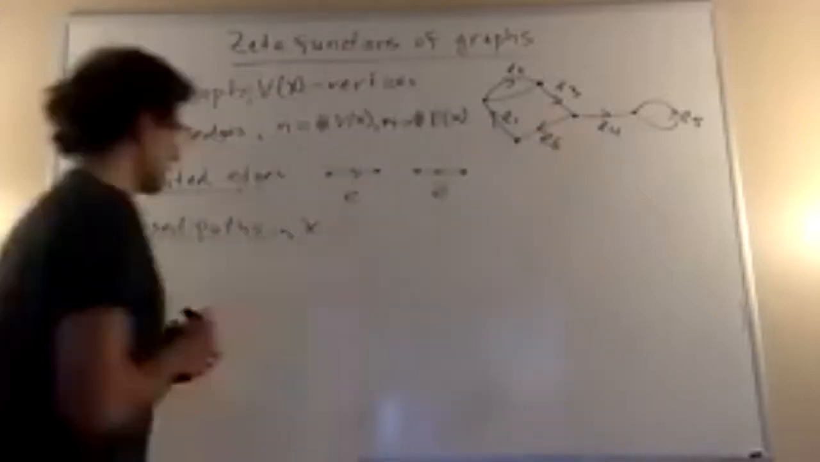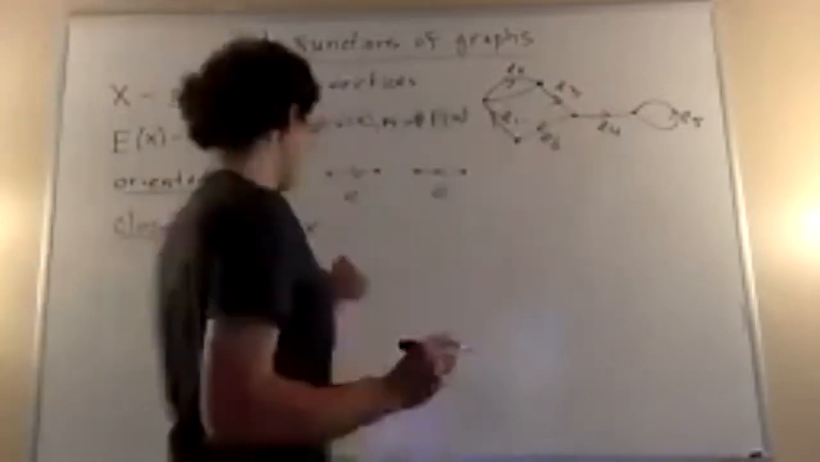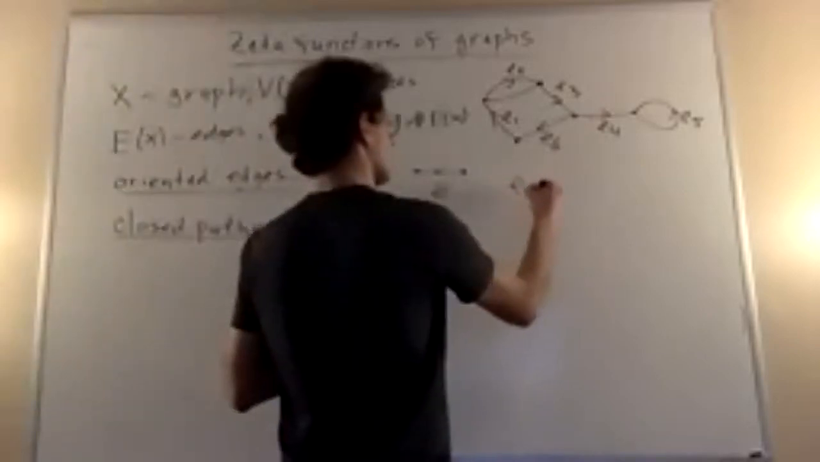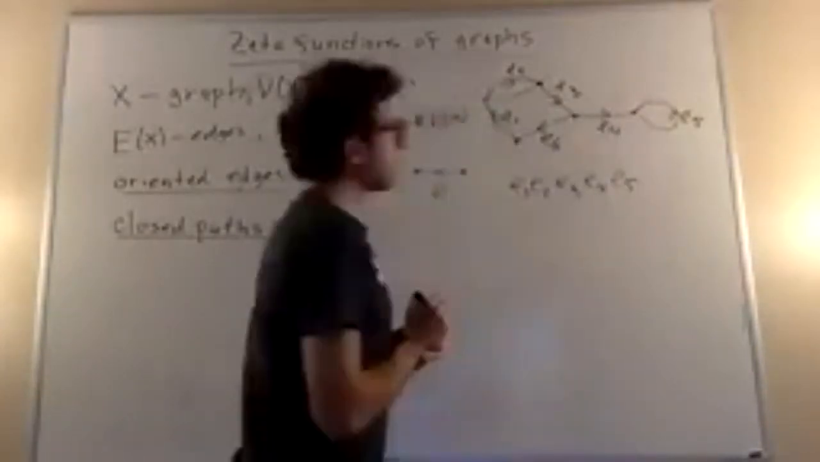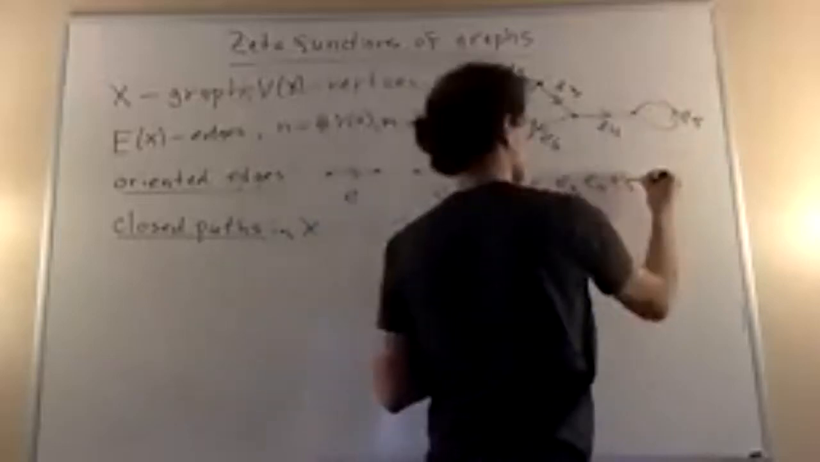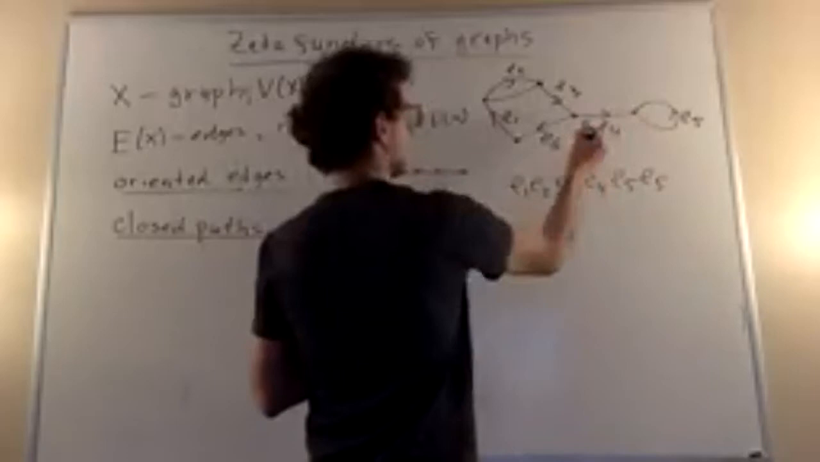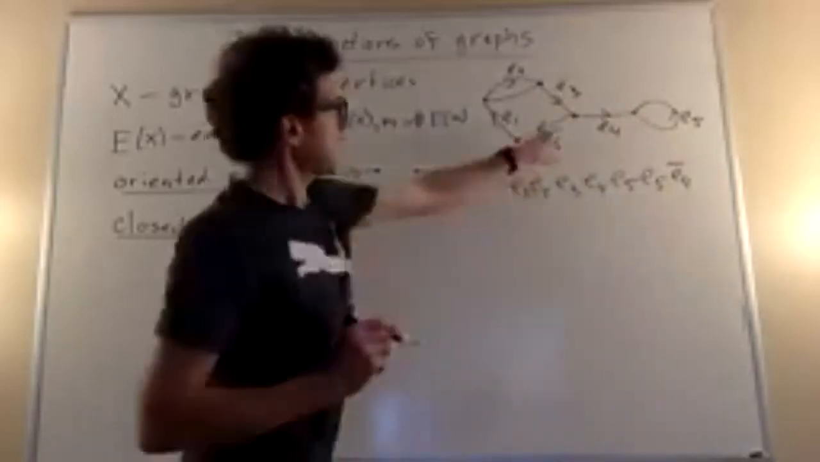Okay, so a closed path in X is simply a sequence of oriented edges. So an example would be something like E1, E2, E3, E4. Then I'm going to go along E5. And then I'm going to go along E5 just one more time, just for the heck of it. Then I need to go back along E4, so I'm going to go E4 bar. And then I'm going to go back along E6 to the vertex that I started with.